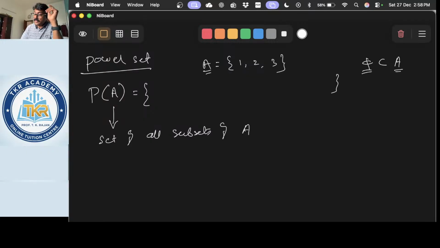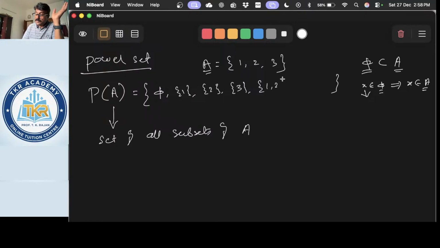Because if you take any x in phi, then it is clear that x is in A because there is no x in phi. Phi means it is an empty set, there is no element, there is no x. So if at all there was an x, that x would be in A. In that sense we can say phi is a subset of A. The empty set is always a subset of any set. So phi is a subset. Then subsets having a single element: {1}, {2}, {3}. Then subsets having two elements: {1, 2}, {2, 3}, {3, 1}.